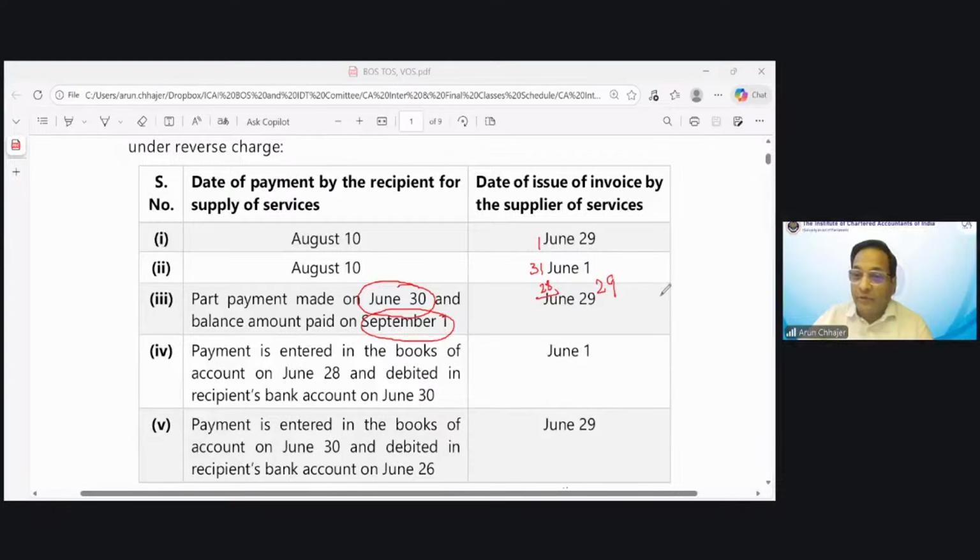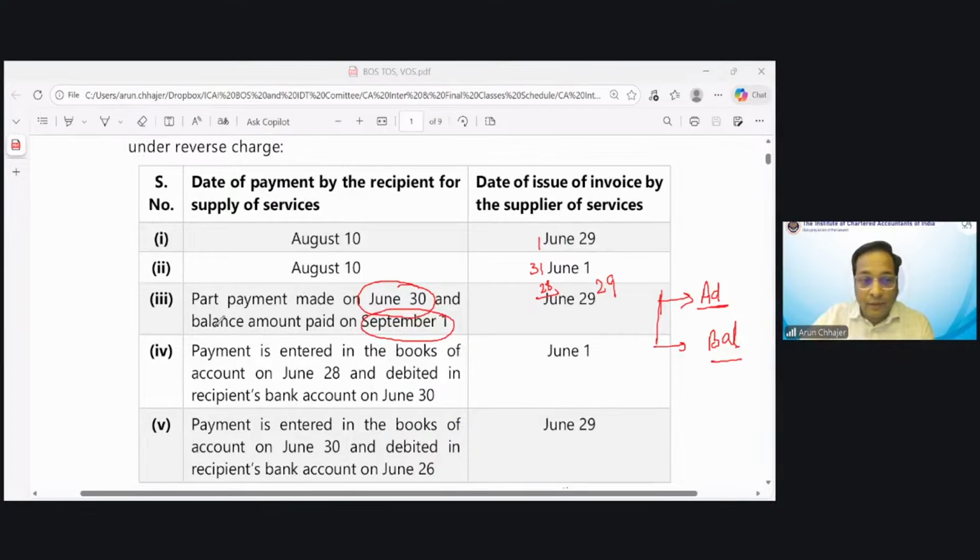There will be the two time of supply. First for the advance payment and then for the balance payment. Correct? So advance payment, two time of supply. All are saying two time of supply. Excellent.